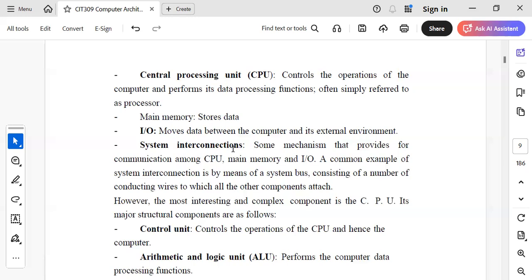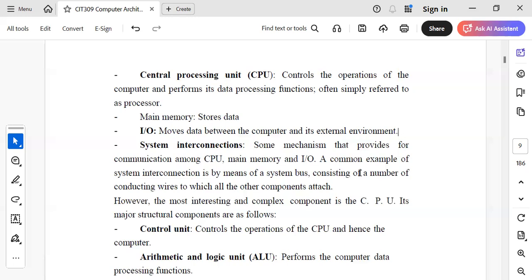I think the last one is system interconnection. There is some mechanism that provides for communication among CPU, memory, and input and output. A common example of system interconnection is a system bus consisting of a number of conducting wires to which all the other components attach. So this system bus, what is it called? Like CPU bar.